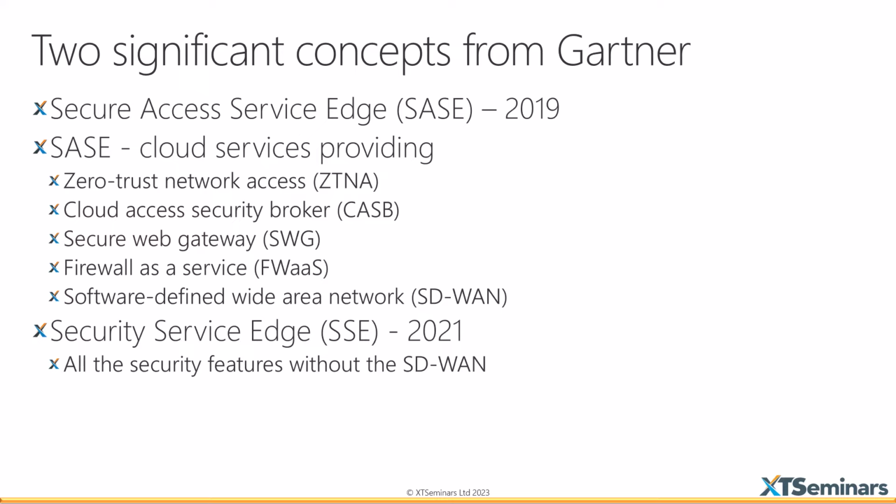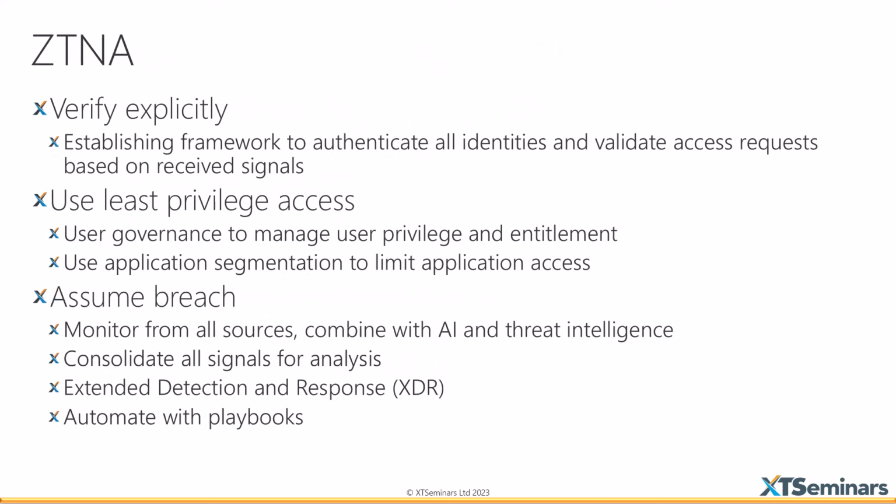So in 2021, Gartner coined the phrase security service edge, and basically it's all the security features of SASE without the software-defined WAN. Now, I said I'd come back to ZTNA. ZTNA is Zero Trust Network Access, and we can have various Zero Trust components in our system. But the key thing is we always verify. So it's not about not trusting someone, it's not trusting them once they're in our system without continuously verifying them.